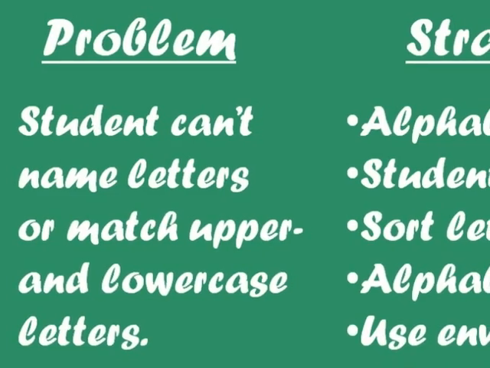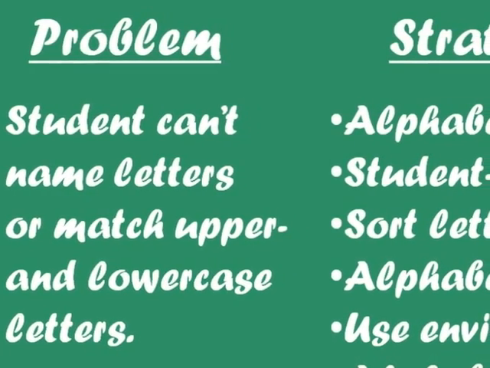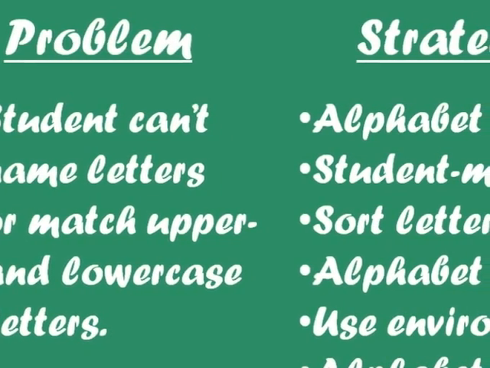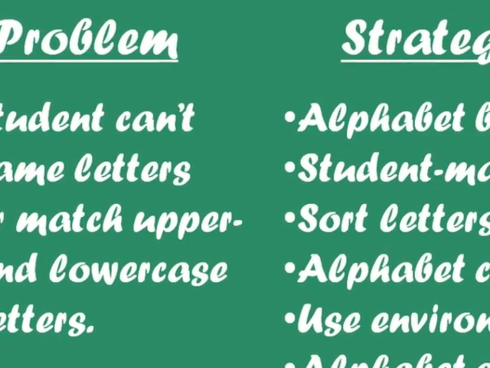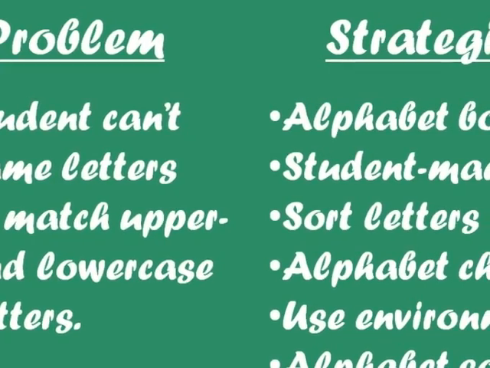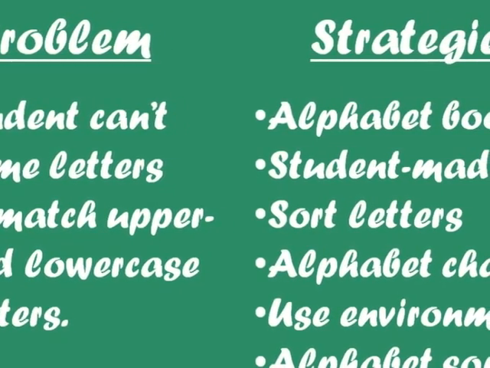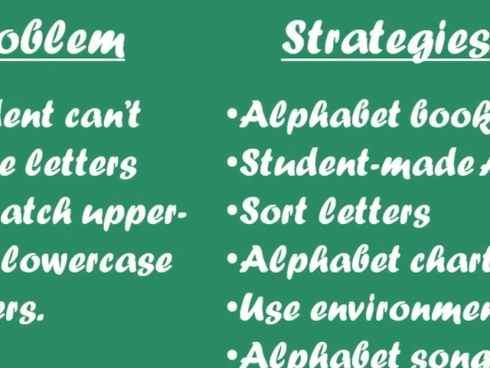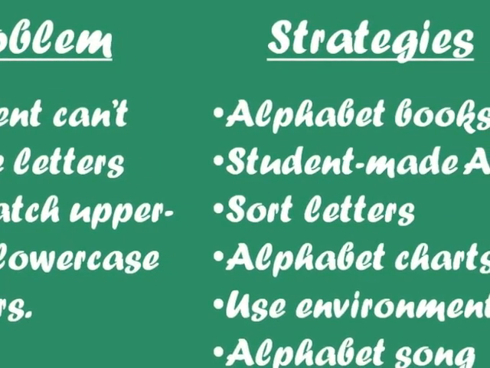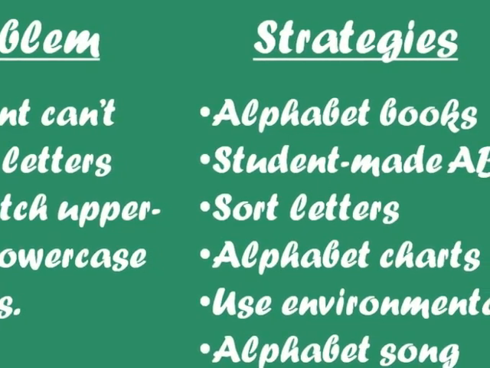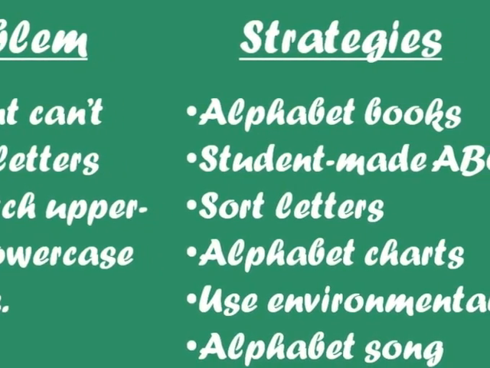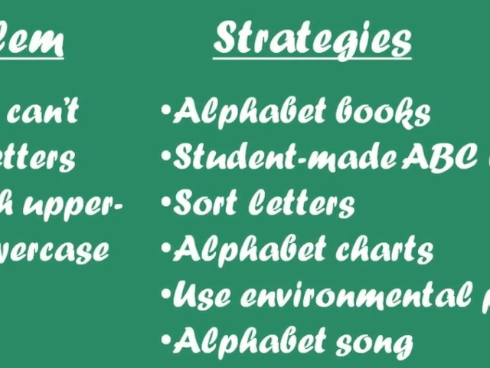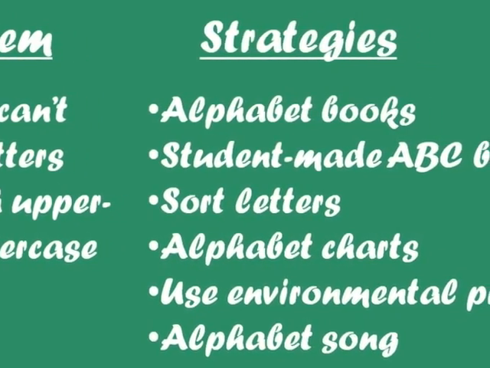In conclusion, we discussed 6 strategies that could help the struggling reader who cannot name letters or match upper and lowercase letters. The alphabet song simply introduces the student to what the alphabet is. Alphabet books, student-made ABC books, alphabet charts, and environmental print are all various ways to help the student gain awareness of what letters look like and possibly how they sound. These 4 strategies can also be used to help English language learners begin to learn the English alphabet.